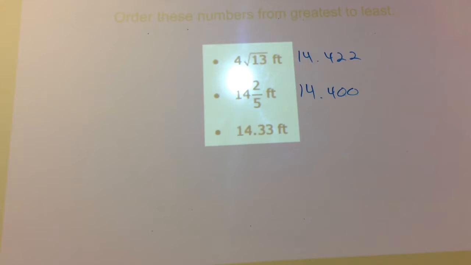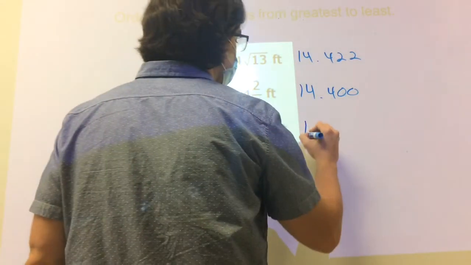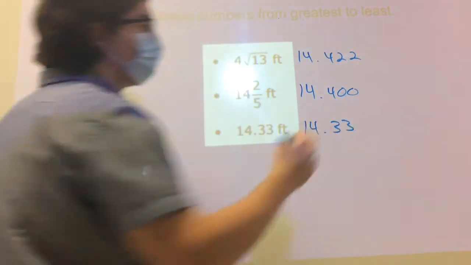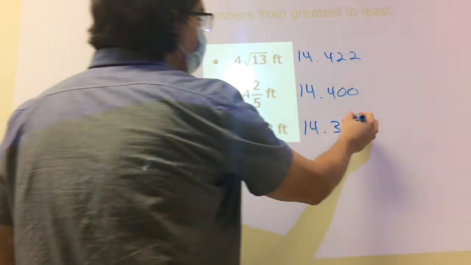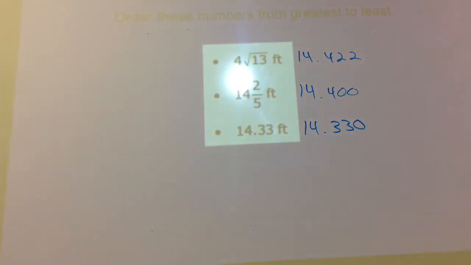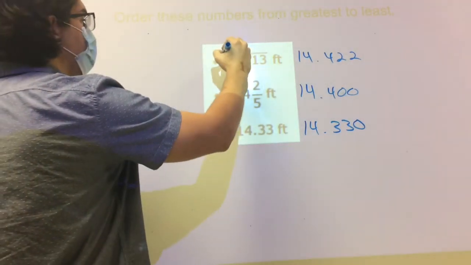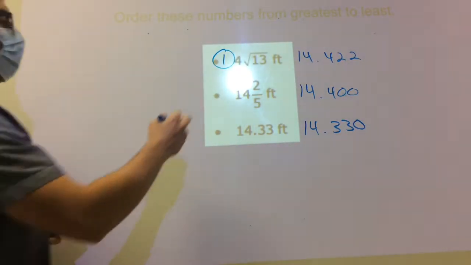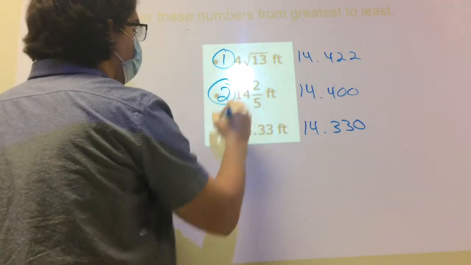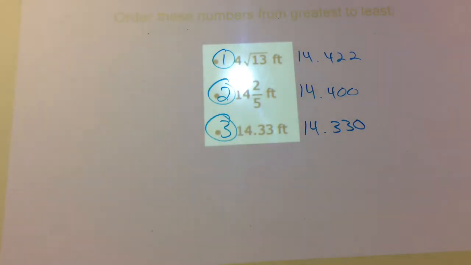All right, C, 14.33. Do I need to do anything to that one? What should I do, though, just to make this easier to compare? Kendall? Add the 0, right? All right, and so it asked me to order these from greatest to least. So what is the biggest number on here? Anthony? 14.422. So we agree this is the biggest? Yes. Okay, what's my second biggest? 14.400. Very good. And then this is third. They just went in order on that one. Are we good with that? Questions? Okay, moving right along then.